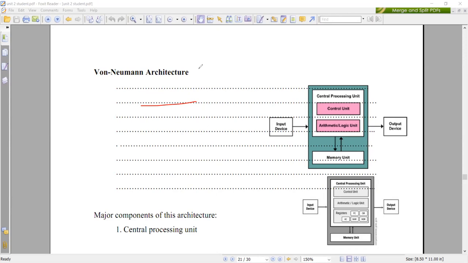The CPU fetches an instruction from the memory at a time and executes it. So these programs' instructions will be taken from the memory at a time and executed. That means one instruction per time will be executed. So I will go to the major components of that.